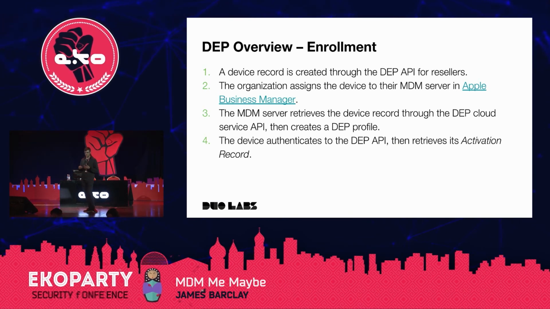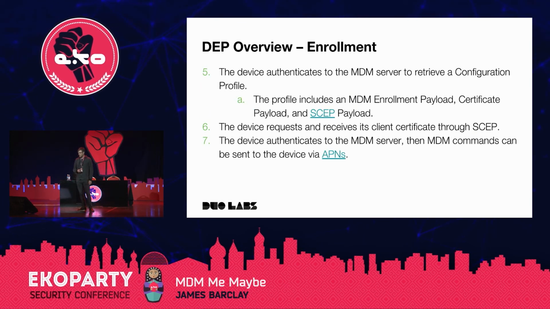I'll be talking about activation records quite a bit in this talk. Next, the device will authenticate to the MDM server to retrieve its enrollment profile. This contains things like the MDM enrollment payload, a certificate payload, and a simple certificate enrollment protocol payload. The device will then request and retrieve a client certificate through SCEP, and then finally, it will authenticate to the MDM server and begin receiving commands.